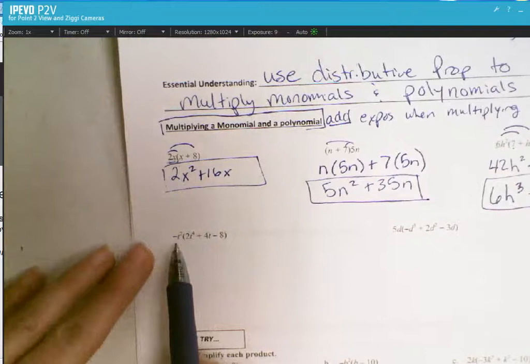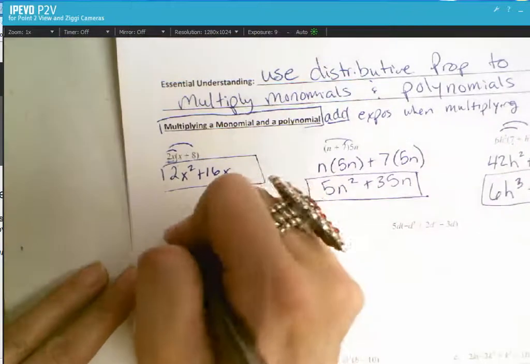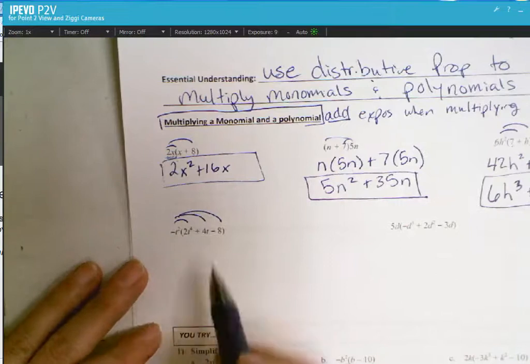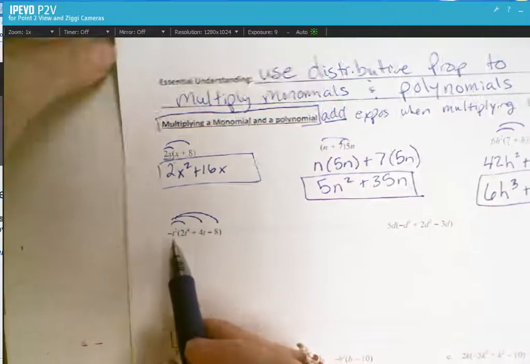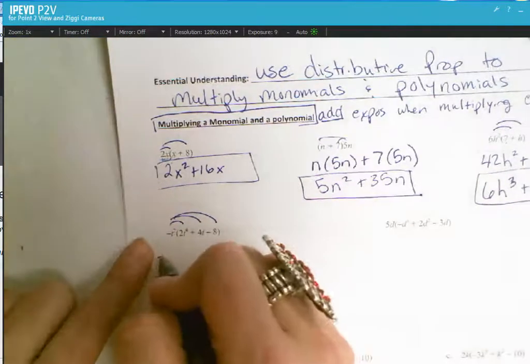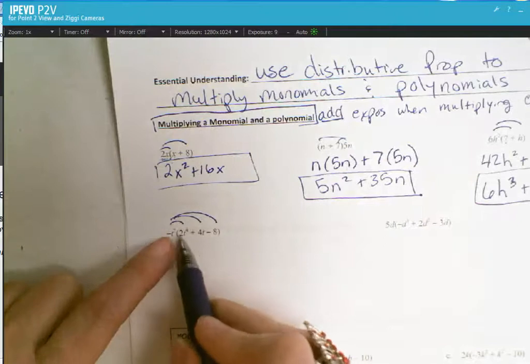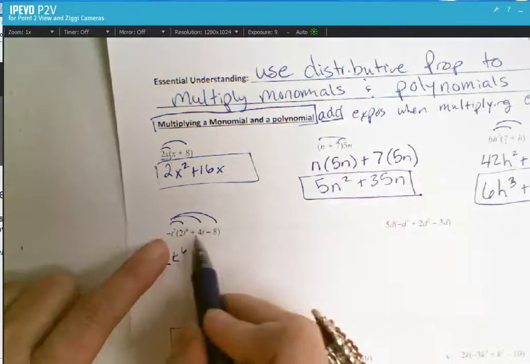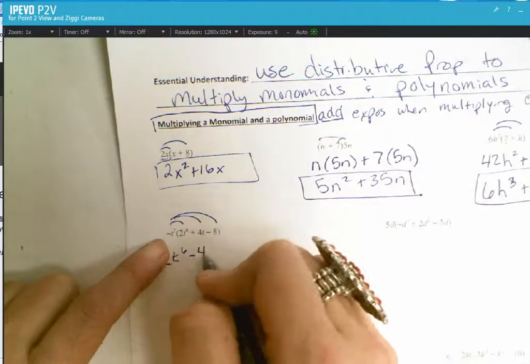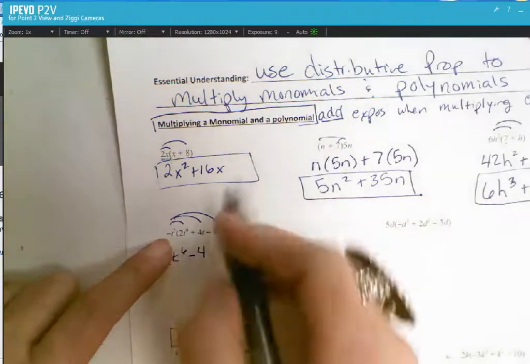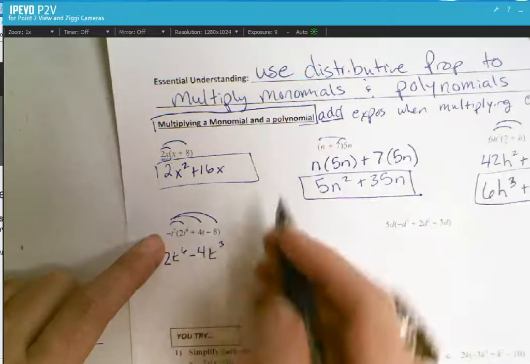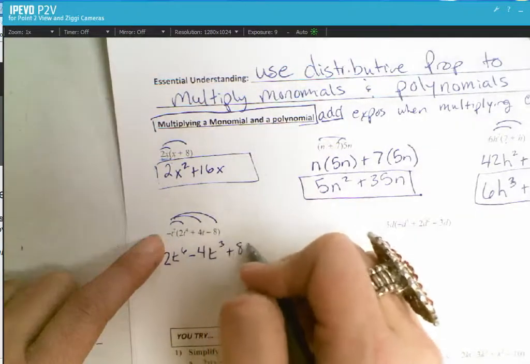Okay? Let's try another. So now my monomial is negative. That's all right. You guys know how to multiply negatives. Same process. Watch your signs. We all know what happens when we make sign errors. Negative 1 times 2 is a negative 2. t squared times t to the fourth is t to the 6th. Negative 1 times a positive 4 is a negative 4. t squared times t is t to the third. And negative 1 times a negative 8 is a positive 8 t squared.